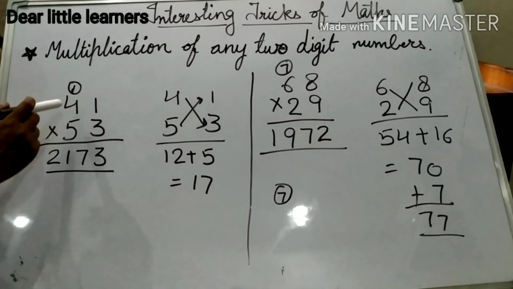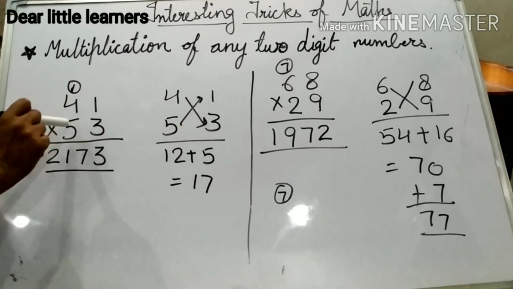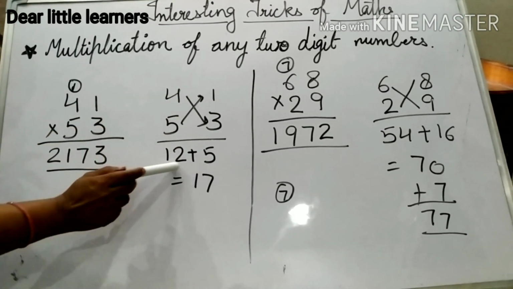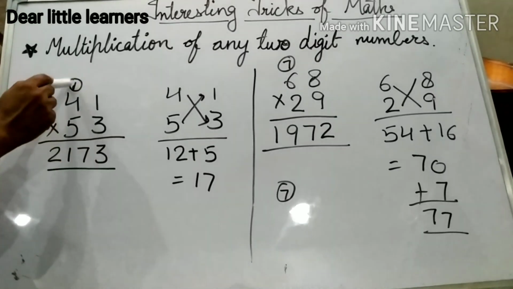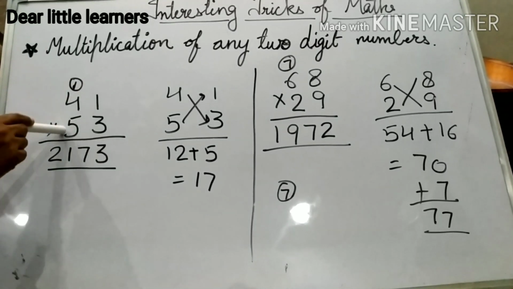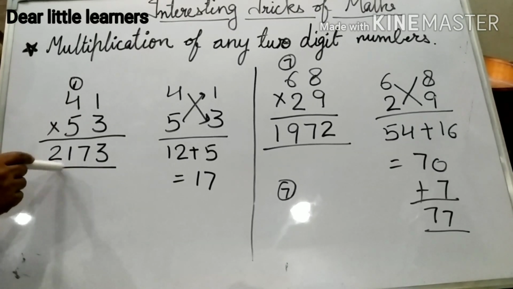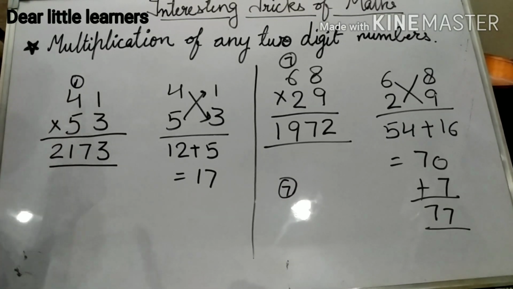Now for these numbers we have to do cross multiplication. 4 threes are and 1 five is. So 4 threes are 12 and 1 five is 5. So 12 plus 5 is 17. This 7 I have written here and 1 is carried. And 4 fives are 20. 20 plus 1 is 21. See, we have found out the multiplication of 41 by 53.